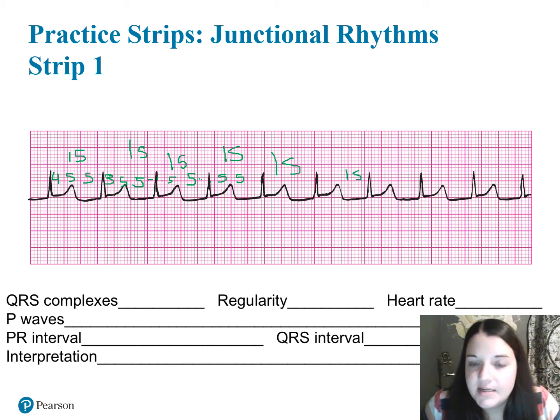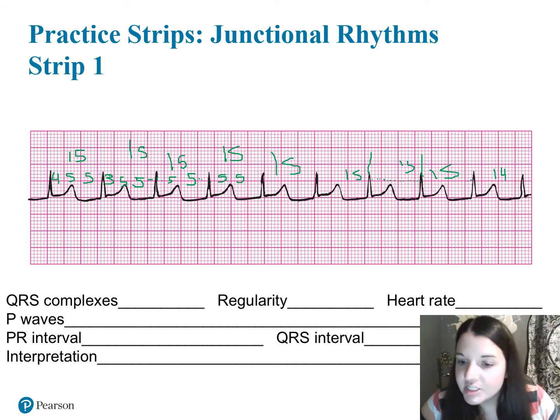15. And again, if you don't know this, this is going back to chapter 4, I believe. You're going to count all these little boxes in between. That's 3, 4, 5, 6, 7, 8, 9, 10, 11, 12, 13, 14, 15. 10, 11, 12, 13. I actually got 14 on this one. And remember, your rule is if you're 1 to 2 boxes off, it is okay. Remember, nobody's heart rate is going to be exactly the same from beat to beat.